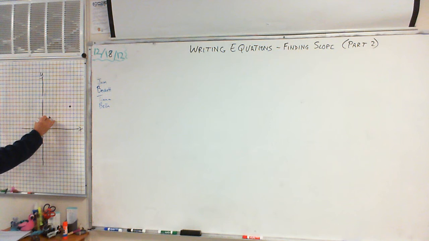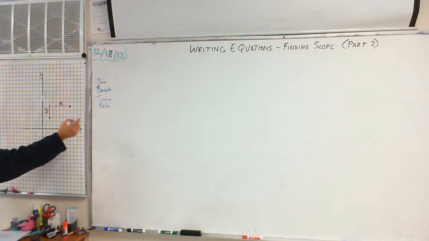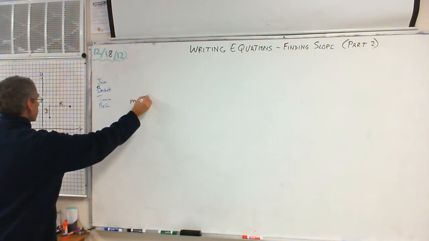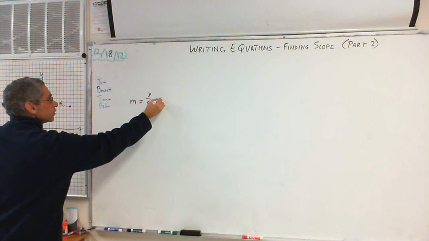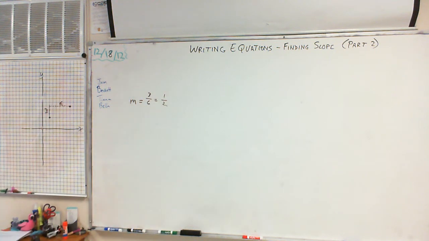So I could figure out, what does it take to get from here to here? I rise how many? 1, 2, 3, so I rose 3, and how many do I run? 1, 2, 3, 4, 5, 6. So it's rise 3 over 6, so my slope is 3 over 6, which is 1/2. I could do that if I have graph paper to find my slope.